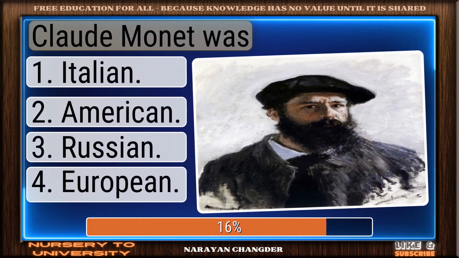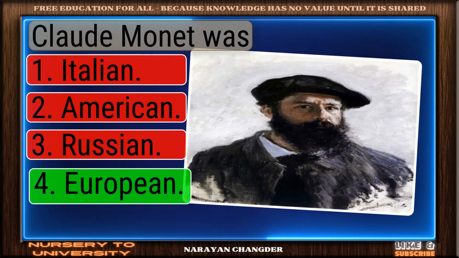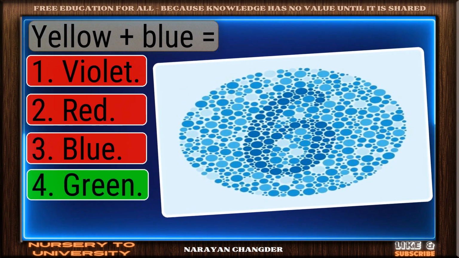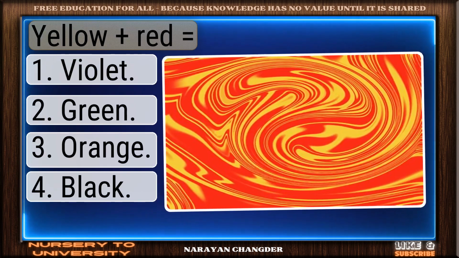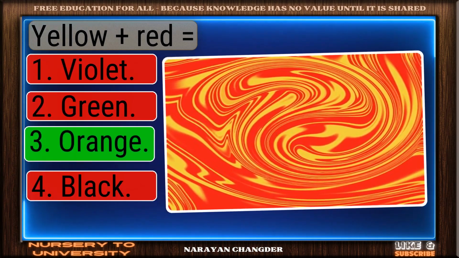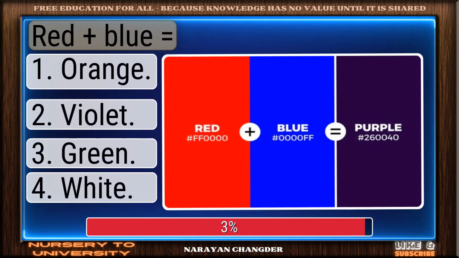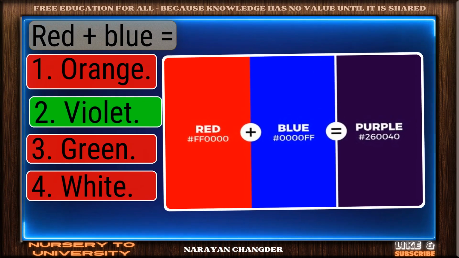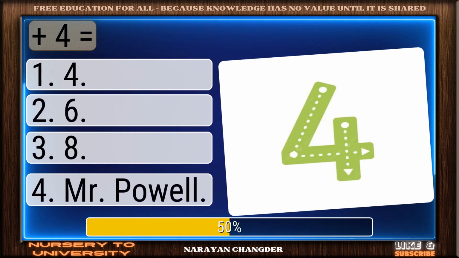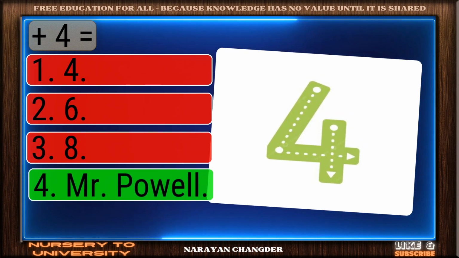Claude Monet was. Correct. European is the right answer. Yellow plus blue equal to. Right choice. Green is the best answer. Yellow plus red equal to. Well done. Orange is the right choice. Red plus blue equal to. Valid point. Violet is true. Plus 4 equal to. Smart move. Mr. Powell is an accurate answer.